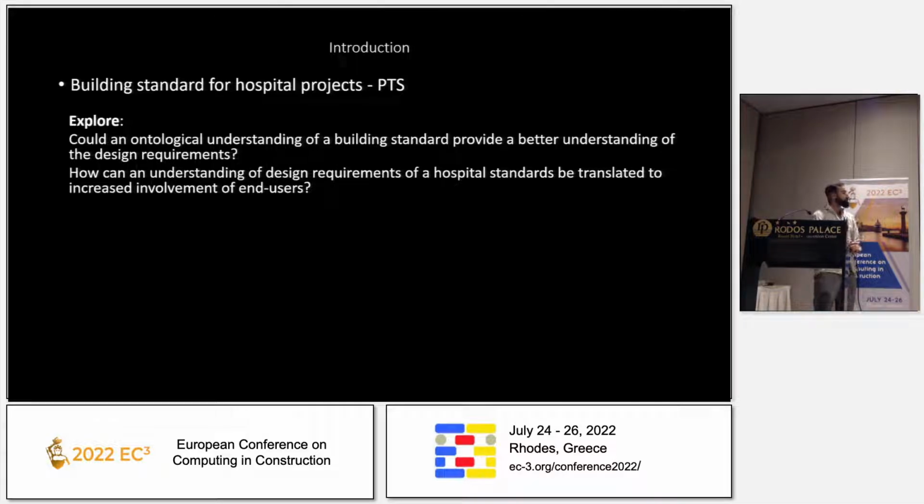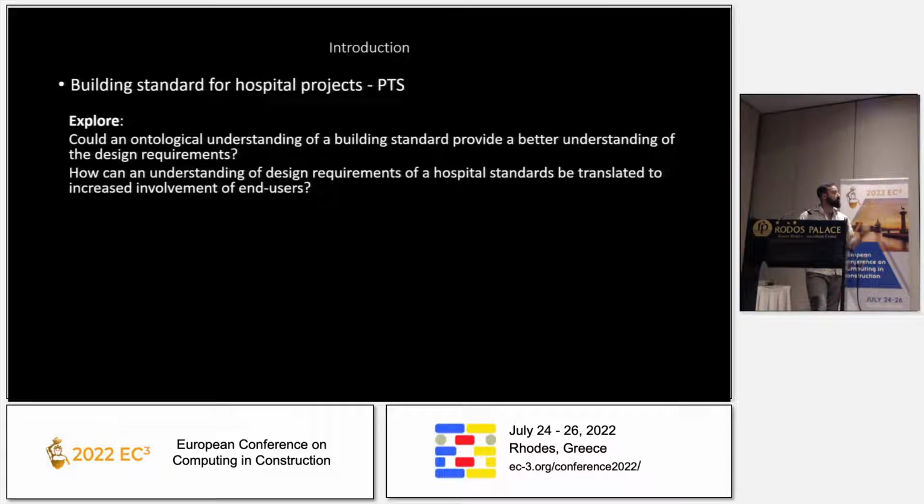First off, we have the building standards for hospital projects, called PTS. That's short for Program for Technical Standards, used in Sweden. The whole story started because I usually work with hospital projects, and we saw that a lot of regions, if not every region in Sweden, are part of this program for technical standards, but they're not using the standard. Why is that? That was our point of direction.